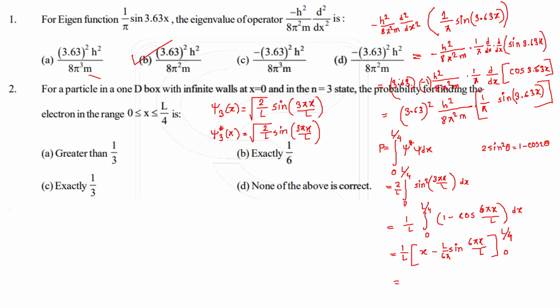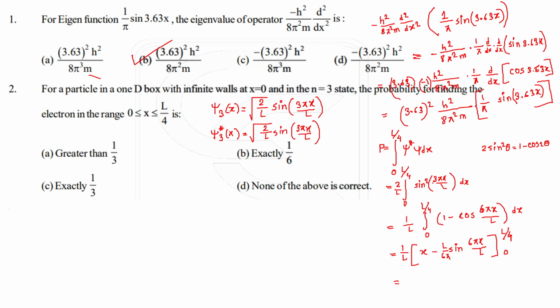For that, obviously, we have to do this integration: integration 0 to L by 4, psi star psi dx, right? In a 1D box, psi star psi is the probability density, and dx is your volume element. So some density in the volume will lead you to the actual thing, like mass. Here it is your probability. Right now we are multiplying psi star psi, which is going to be 2 by L sine square 3 pi x by L.